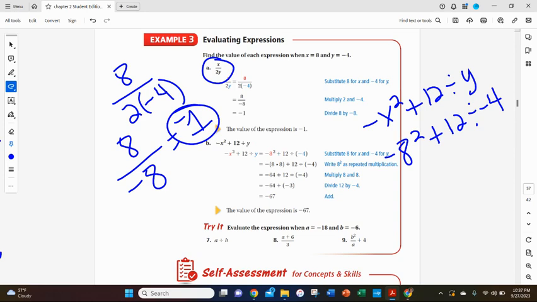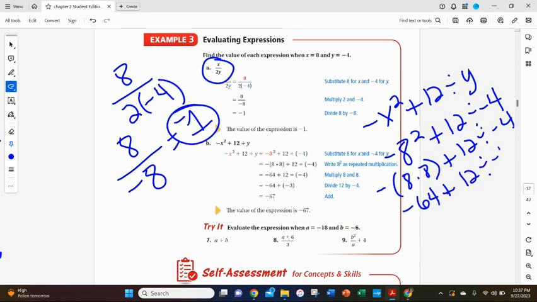So the squaring is only to the 8, not the negative. So this looks like this: the opposite of 8 times 8, plus 12 divided by negative 4. So 8 times 8 is 64, but the opposite of 64 is a negative 64. Plus 12 divided by negative 4.